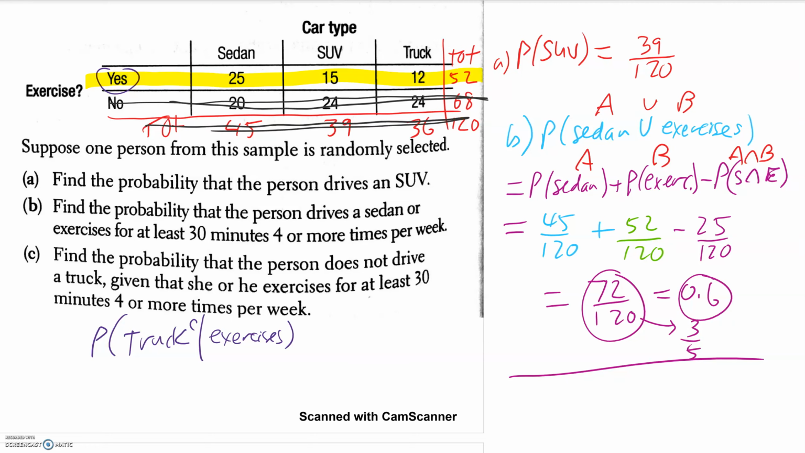All right, so now I'm looking at the grand total, which is 52 for that row. So knowing that they exercise, there's only 52 people that exercise, says so right here. And we want to make sure we're looking for not the truck, so cancel that one out, and there are 2 guys left. So it'll be 25 plus 15, or we could just say 40 out of 52. All right, and that turns into 0.769. All right, there you have it.